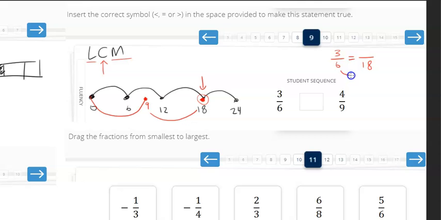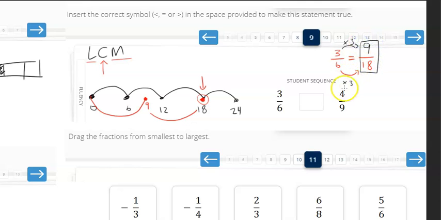Or in other words, 6 times what gives me 18? Well, 6 times 3 gives me 18. So I have to multiply that 3 on the top to give me the numerator, which is 9/18. Now that makes sense. 3/6 is the same as a half. 9/18 is also the same as a half. So we've found a common fraction, 9/18.